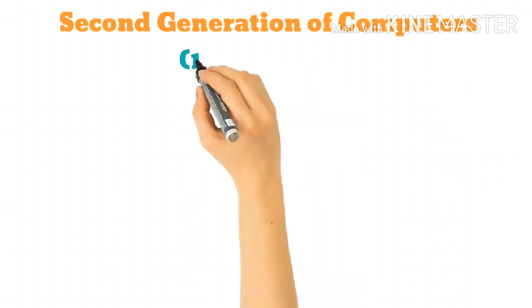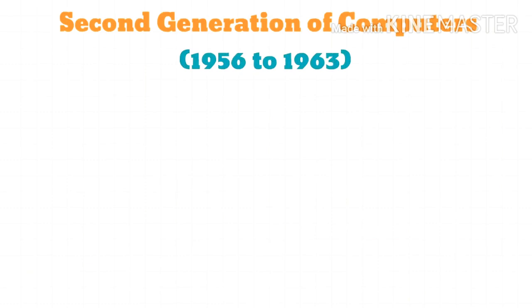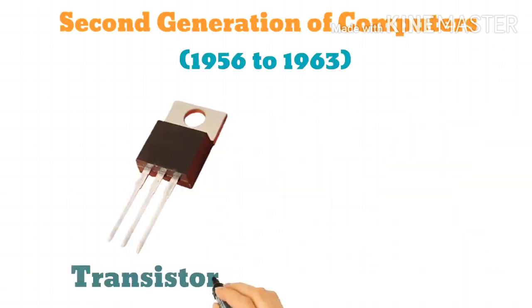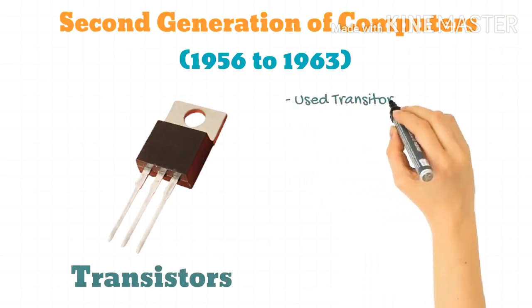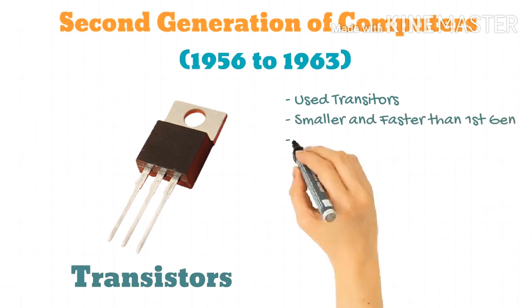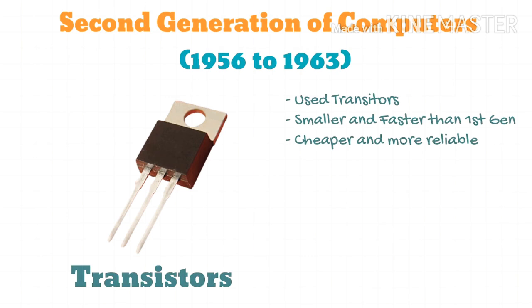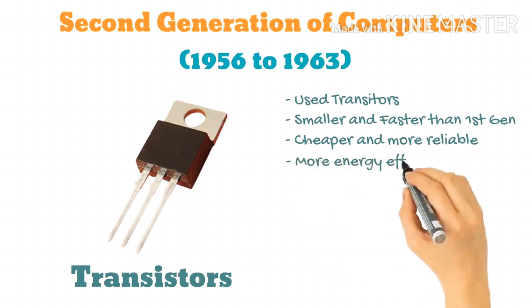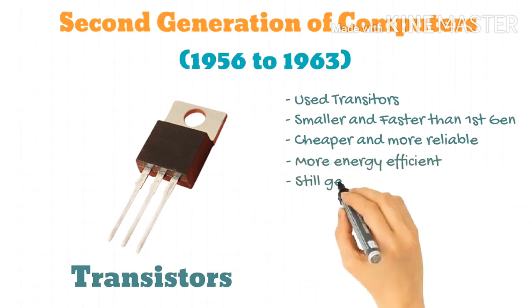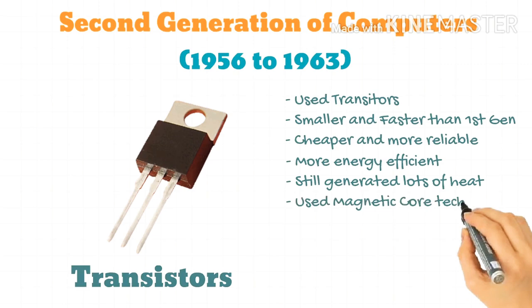Second generation of computer, between 1956 to 1963, when the transistor replaced vacuum tubes. This made them smaller and faster than first generation, and cheaper. They were cheaper and more reliable. They were also more energy efficient, but still generated lots of heat.